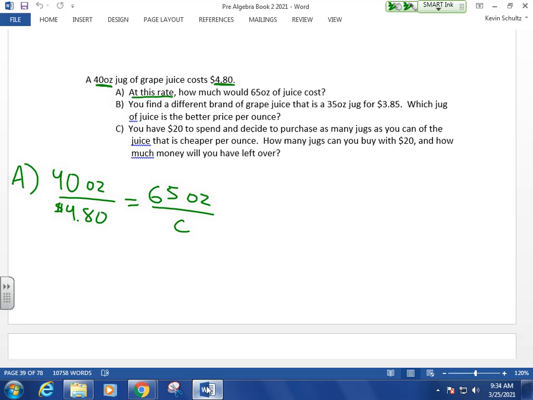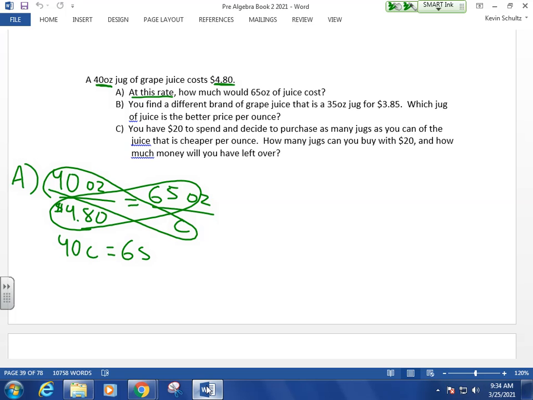And what method would you use to solve this? Solve a proportion. Cross products. Okay? 40 times C, and we can drop off the units now because we're setting up an equation here. But 40C is equal to 65 times 4.80. So 65 times 4.80 is 312. So 40C equals 312. Loving those work out evenly. It's nice. Divide both sides by 40.